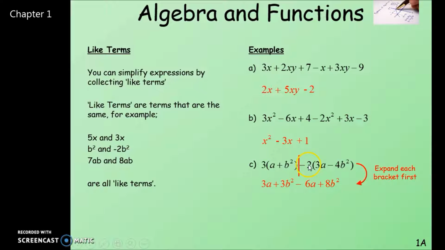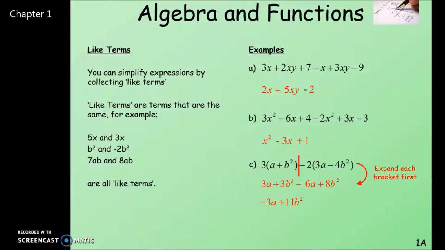And the back term, the last one, was minus 2 times minus 4b squared. And that's where the plus comes from. A minus times a minus gives us a plus. So then we're looking at collecting up our like terms. So you can see what's happened here. The 3a and the minus 6a have gone together to give me minus 3a, and then the plus 3b squared and the plus 8b squared have been added together to give me the plus 11b squared.